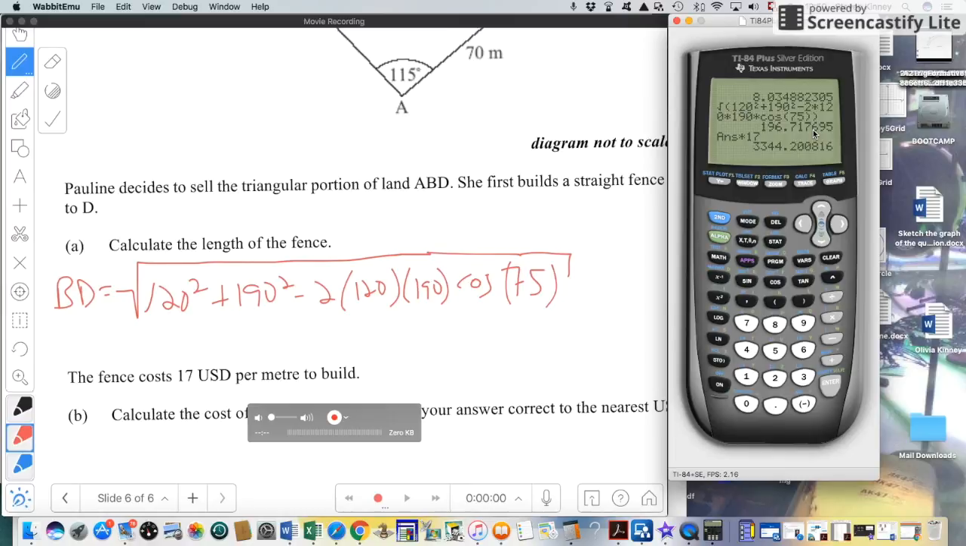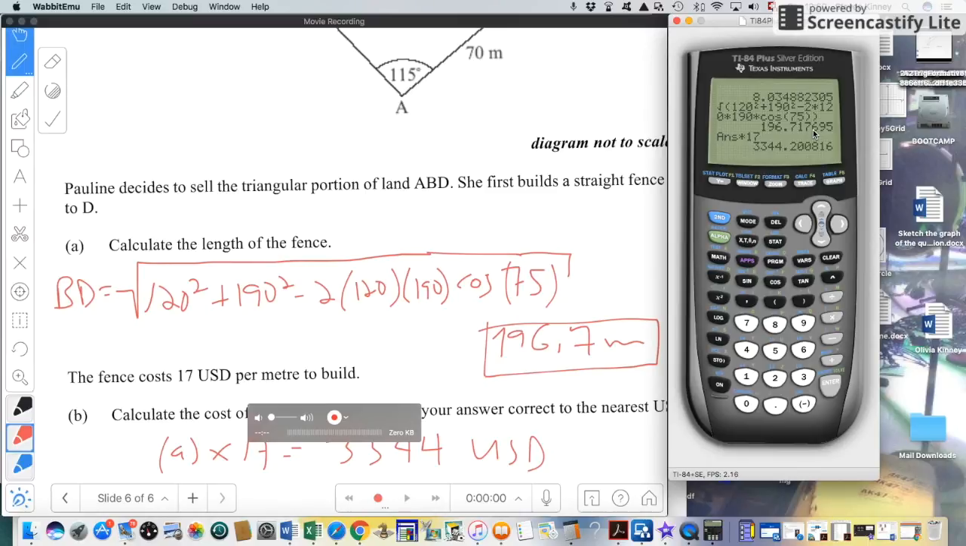And then the next question asked how much is that fence going to cost, Pauline? At a cost of $17 US dollars per meter. So I just multiplied my answer times 17. I just did A times 17, my answer. And I got 3,344 US dollars is what I got for the cost.